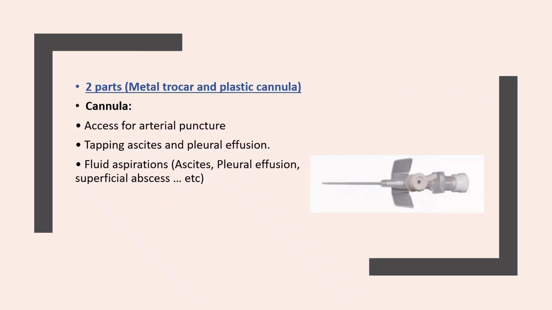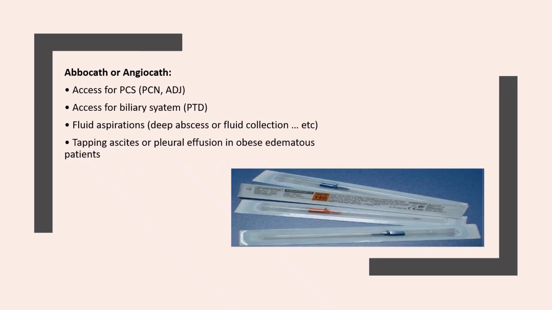We've got the cannula. It has two parts, the metal trocar and the plastic part of the cannula. Also, it can be used for arterial puncture, venous puncture, tapping ascites and pleural effusion, and also fluid aspirations. The Abocath or Angiocath is the same as the cannula but a longer one, and it can be used for access for percutaneous nephrostomy, for percutaneous drainage of the transhepatic biliary system, also for fluid aspirations like an abscess or collection, and for tapping ascites and pleural effusion, especially in obese edematous patients.